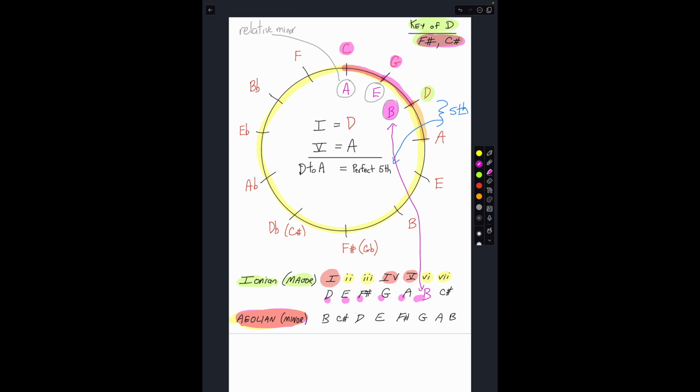And are there other intervals? Of course there are. There's all kinds of other intervals, but we need some kind of home base, some kind of foundation to work off of. All right. That'll complete this part of it.